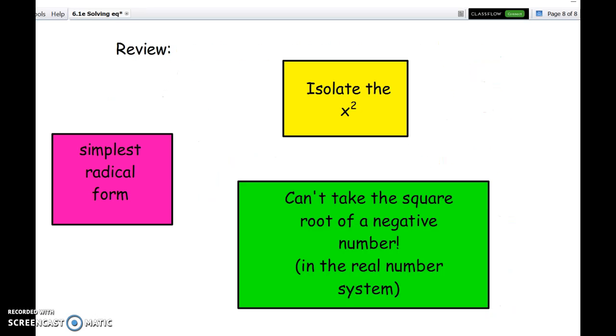Just a couple reminders. You want to isolate x squared. You can't take the square root until you get x squared by itself. Make sure your answers are in simplest radical form. You need to simplify your answers completely. If not, you haven't finished the problem, so your answer isn't correct. And last but not least, remember anytime you try to take the square root of a negative, that is something you can't do, so you'll end up with no real solutions.